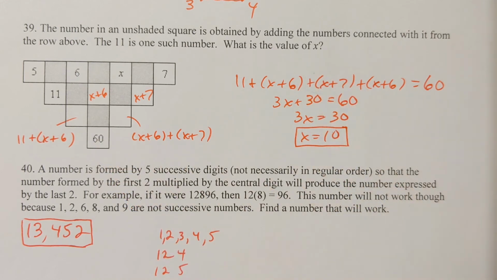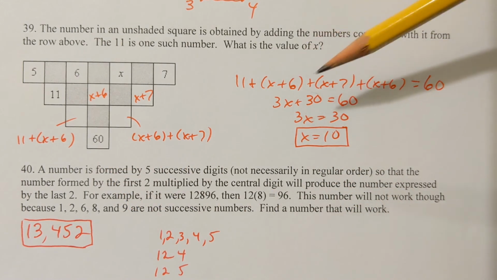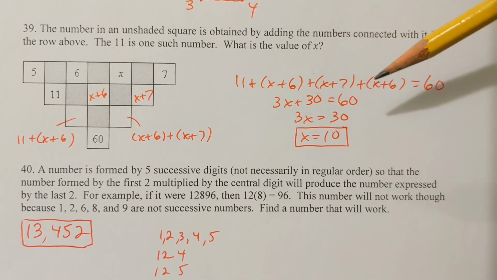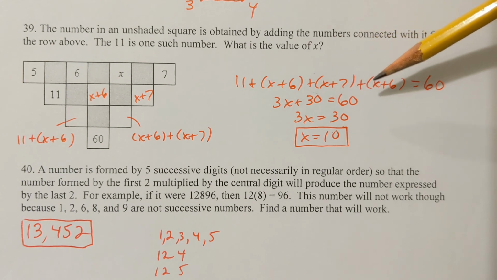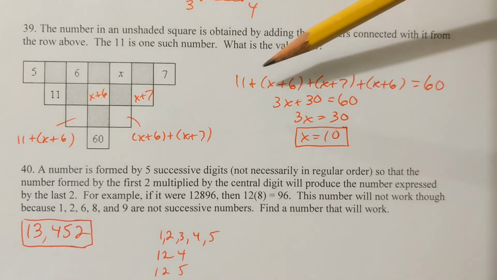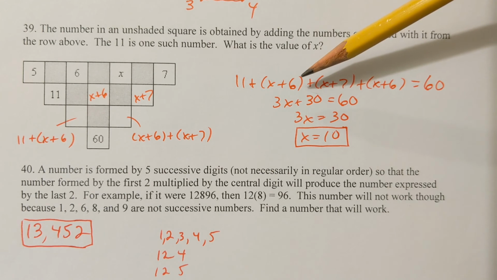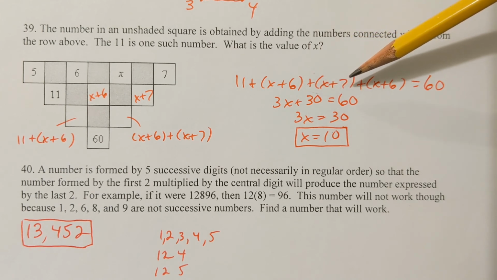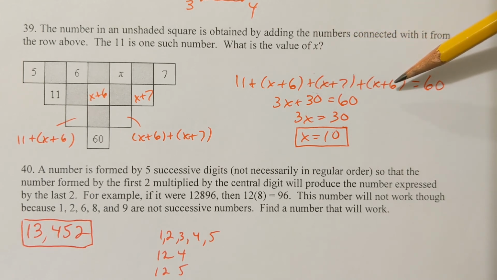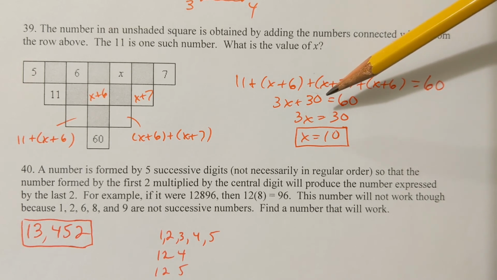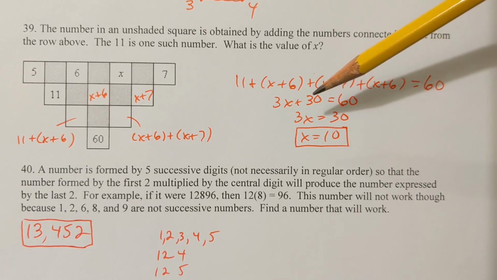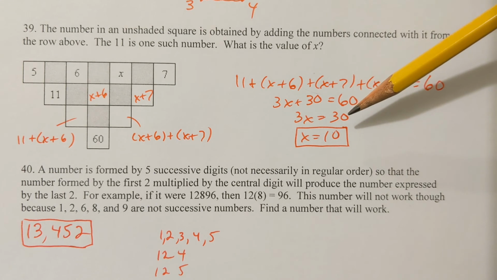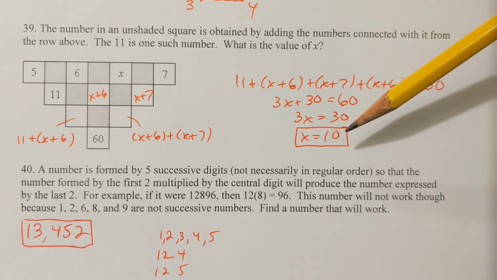What is the value of x? Well, I didn't need parentheses here since I'm not distributing anything, although it doesn't hurt to have them. X plus x plus x is 3x. 11 plus 6 is 17. Plus 7 is 24. Plus 6 is 30. So I got 3x plus 30 equals 60. Okay, if I subtract 30 from both sides, 3x would be equal to 30, divided by 3 on both sides, so x would be 10.